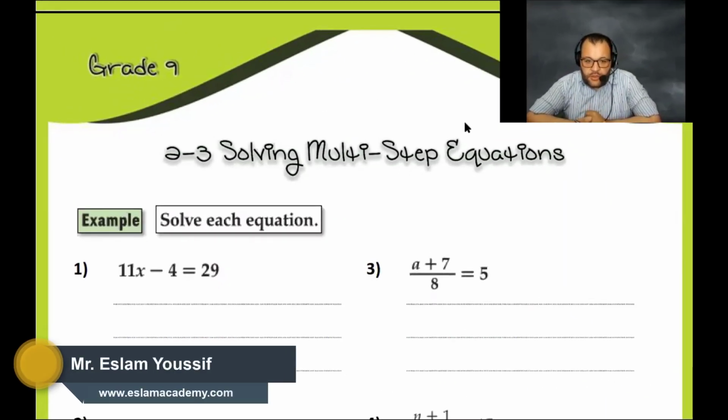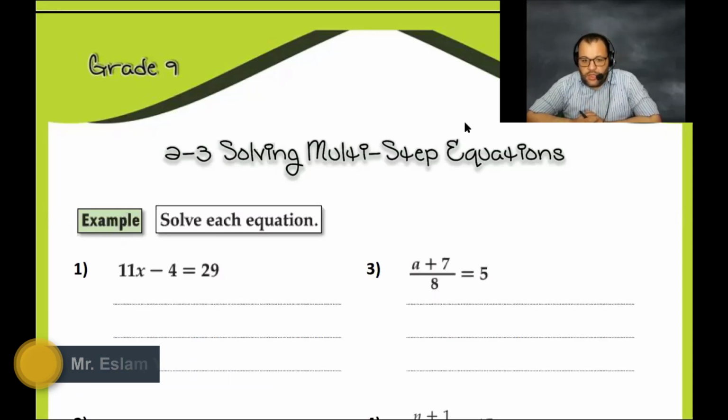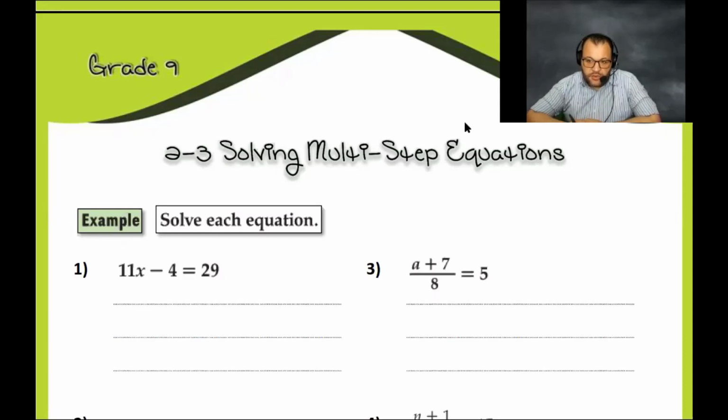Today, inshallah, we are talking about solving a multistep equation. As we said, an equation is the equality of two terms, a statement that contains only one equal sign. The left-hand side is equal to the right-hand side. Solving the equation means finding the value of the variable which makes the left-hand side equal to the right-hand side. If you remember, when we solved the equation, we used the inverse operation.